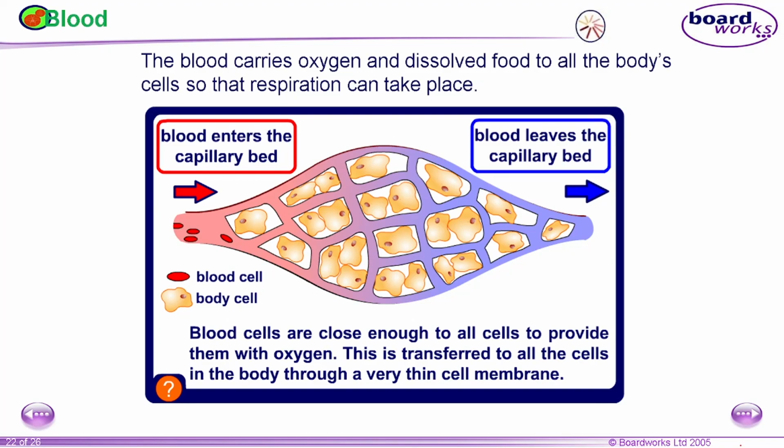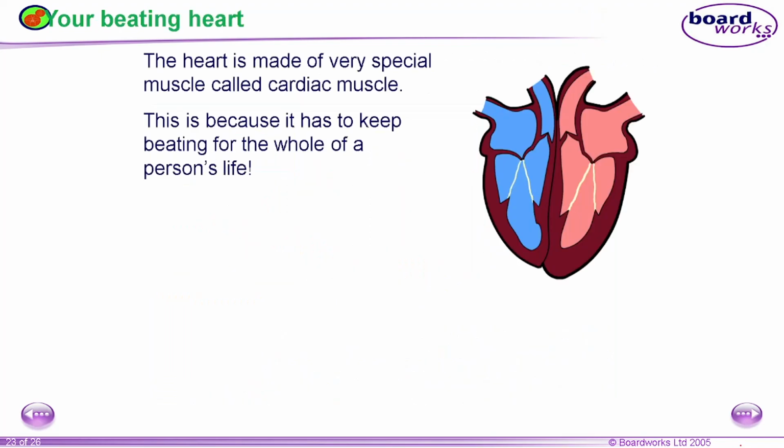So blood cells are marked in red and body cells are marked in yellow. Blood cells are close enough to all cells to provide them with oxygen. This is transferred to all cells in the body through a very thin cell membrane. The heart is made up of very special muscles called cardiac muscle. This is because it has to keep beating for the whole of a person's life.